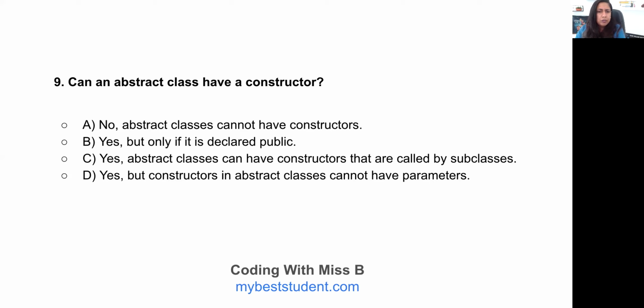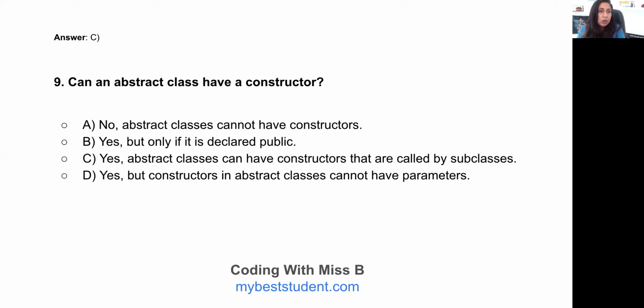D seems kind of totally out there, doesn't make sense. Why would there be a special rule for abstract classes? The first one is also not correct. Abstract classes can actually have constructors. Between B and C. B says only if it is declared as public, and C, yes, abstract classes can have constructors that are called by subclasses. So I believe it is C. You don't need it to be public, right?